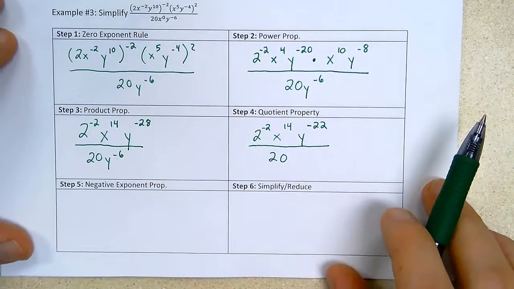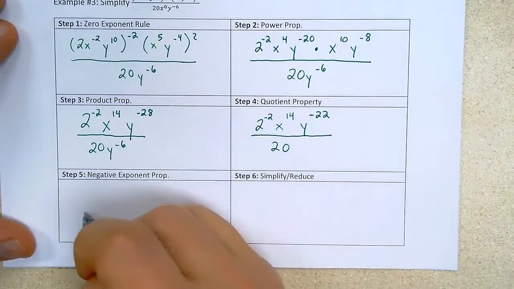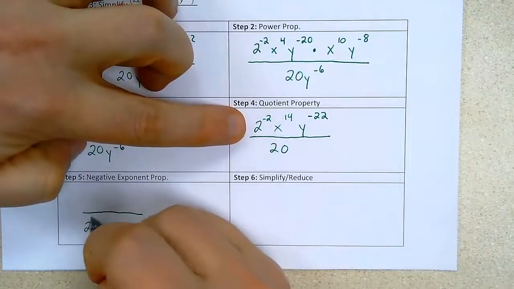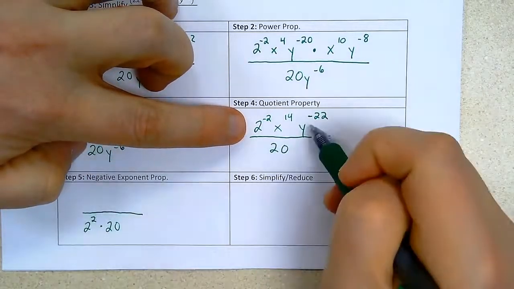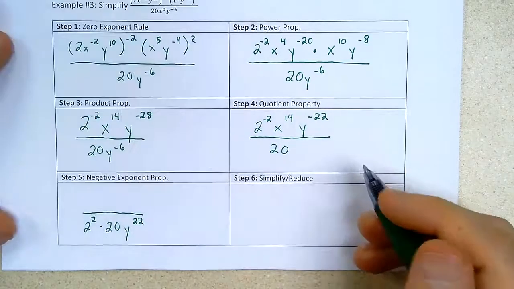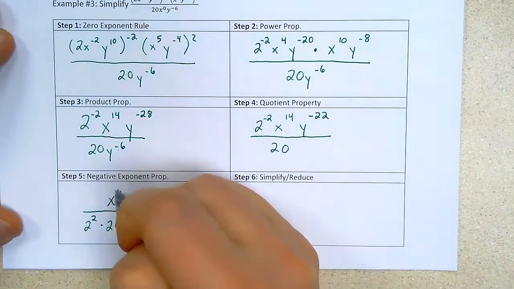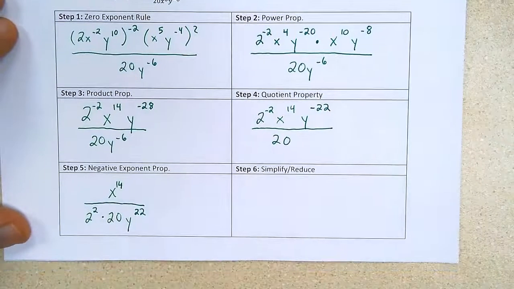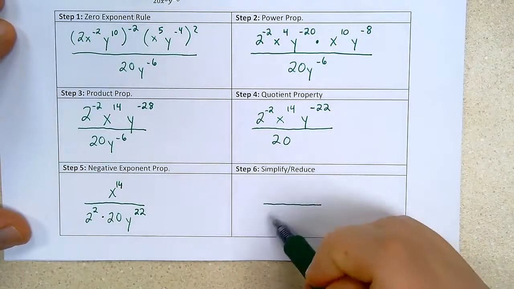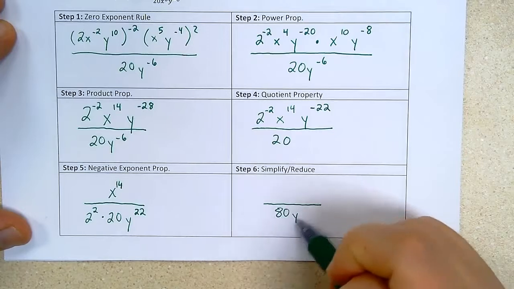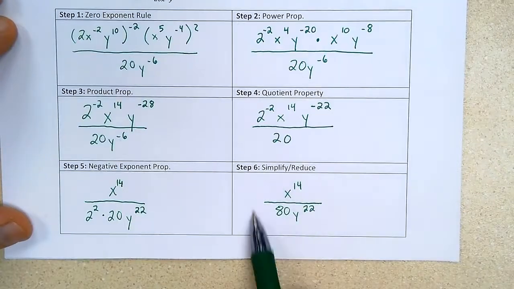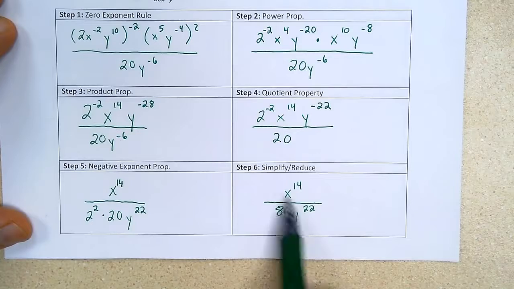Finally, we apply the negative exponent property, which says I can move the 2 to the negative 2 to the bottom, and I can also move the y to the negative 22 to the bottom and make the exponent positive. And then we do any last bit of simplifying, and I can simplify those numbers. 2 squared is 4, 4 times 20 is 80. And when all is said and done, we should have all positive exponents and reduce to numbers, and we do.